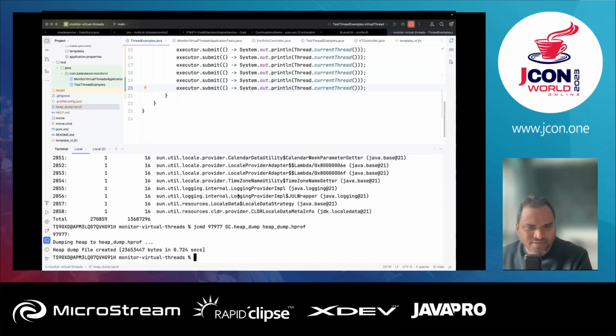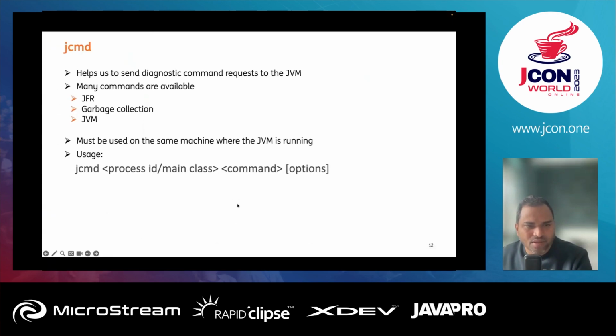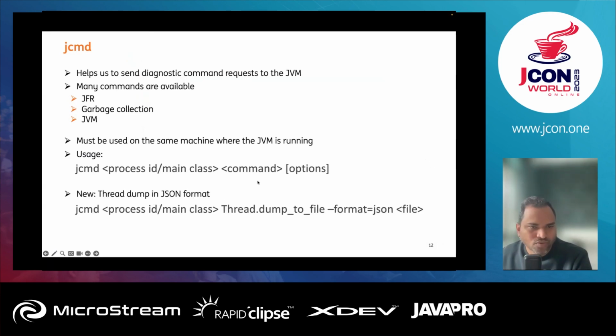So that's a few things about jcmd. But as you saw, there is a whole list of commands that you can run against the JVM or Java application, and then you can get a lot of important information about the Java application. Also, there is one thing that makes it interesting when using an application with virtual threads, and that is that it now supports thread dump in a JSON format.